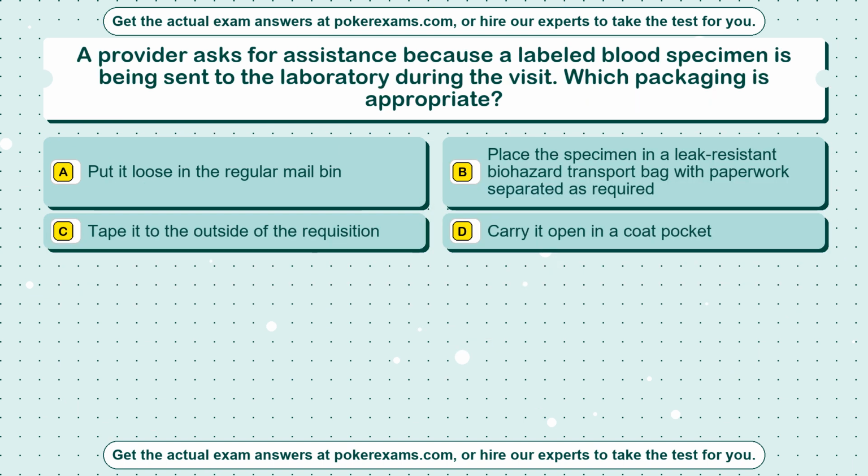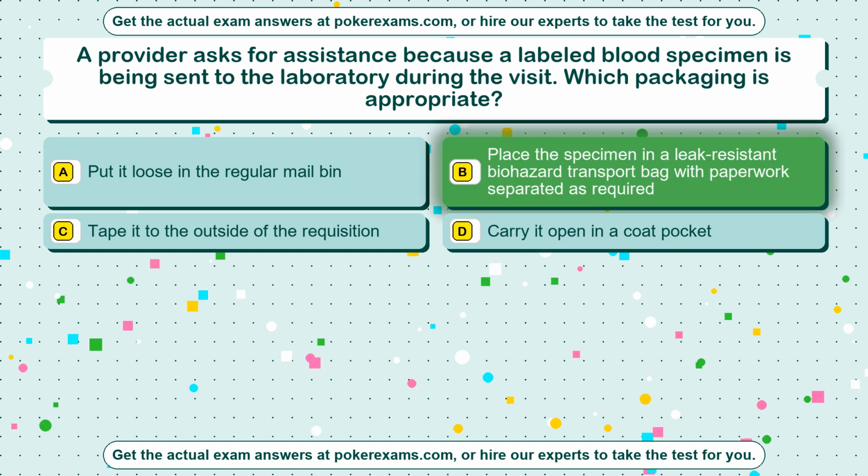Question 32. A provider asks for assistance because a labeled blood specimen is being sent to the laboratory during the visit. Which packaging is appropriate? Option A, put it loose in the regular mail bin. Option B, place the specimen in a leak-resistant biohazard transport bag with paperwork separated as required. Option C, tape it to the outside of the requisition. Option D, carry it open in a coat pocket.